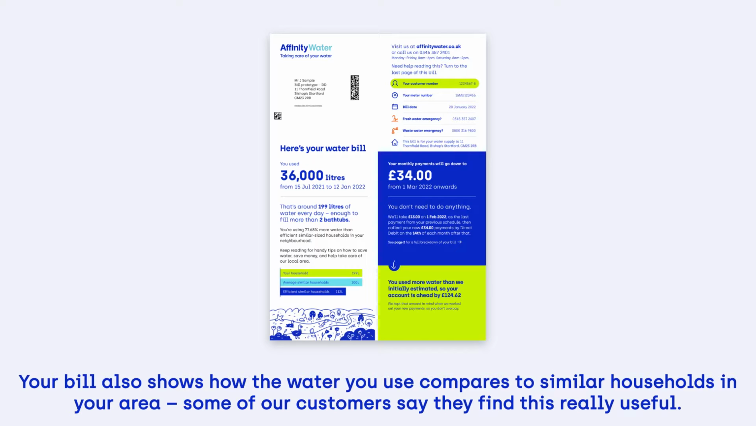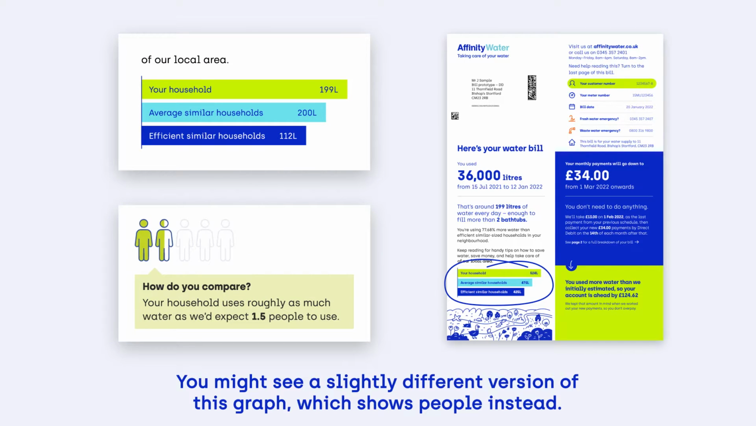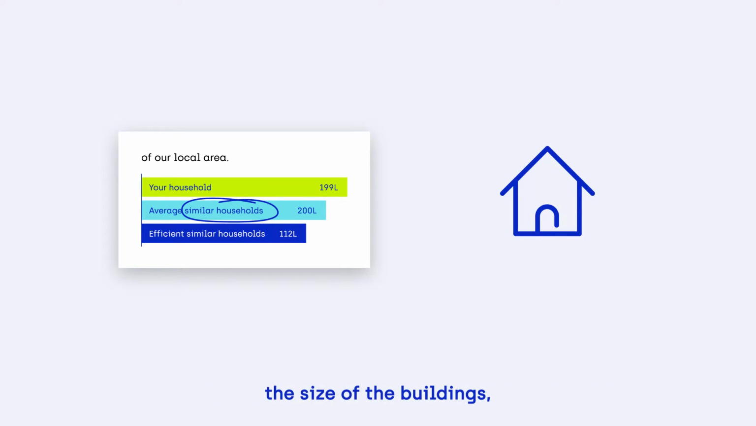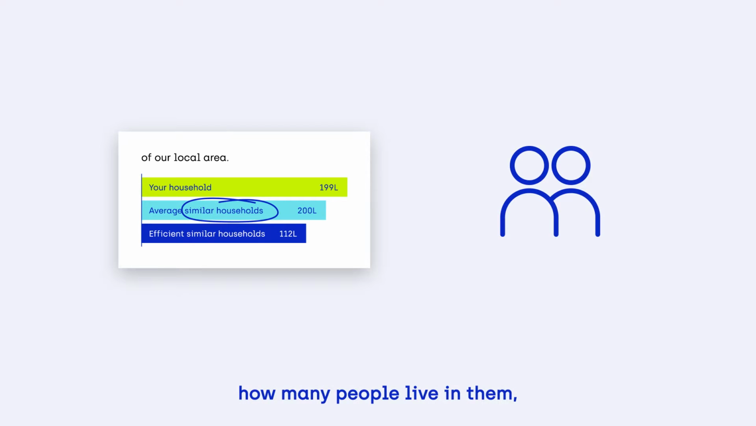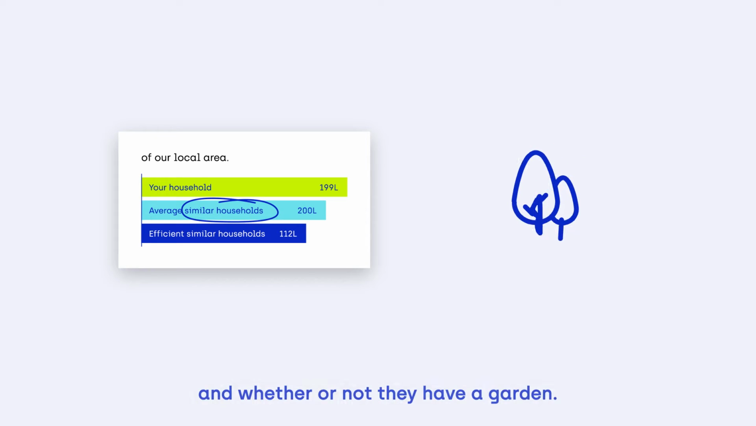Your bill also shows how the water you use compares to similar households in your area. Some of our customers say they find this really useful. You might see a slightly different version of this graph, which shows people instead. When we say similar households, we're talking about the size of buildings, how many people live in them, how and when they were built, and whether or not they have a garden.